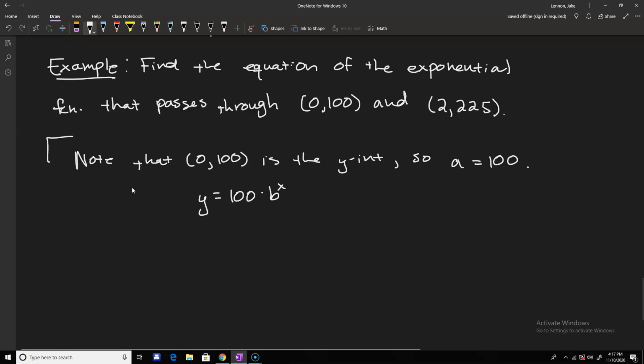So to find b, just plug in (2, 225) and solve.